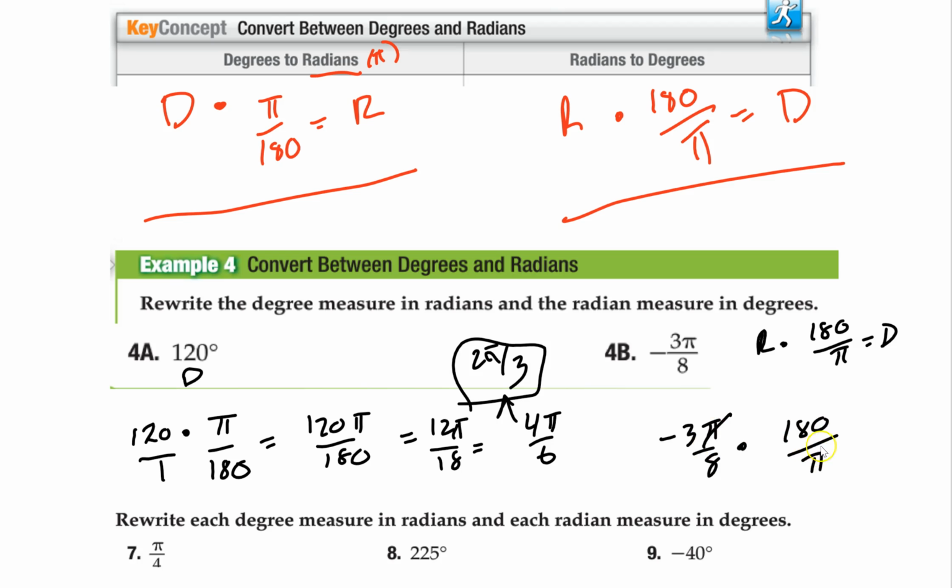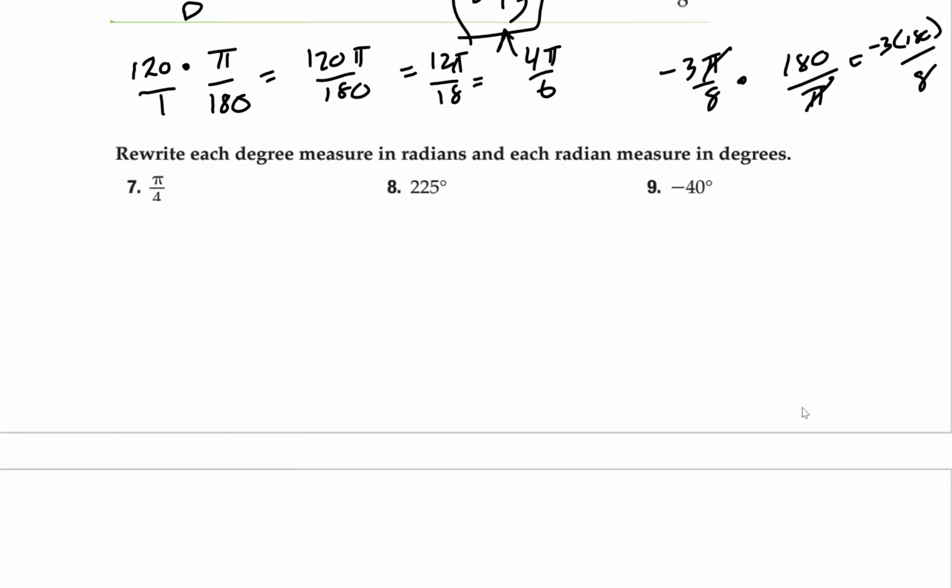These will cancel out, and you get whatever negative 3 times 180 is over 8. I'm not going to do that. These are the same thing. So here's the radian; we want to get degrees. So you multiply by 180 over pi. These actually cancel, and you get 180 over 4, which is 45 degrees.